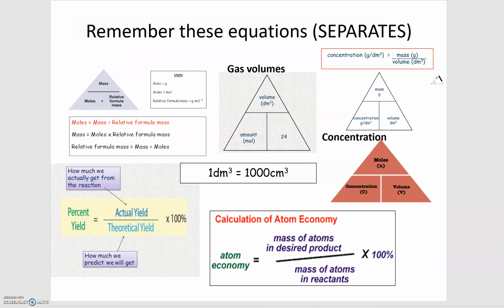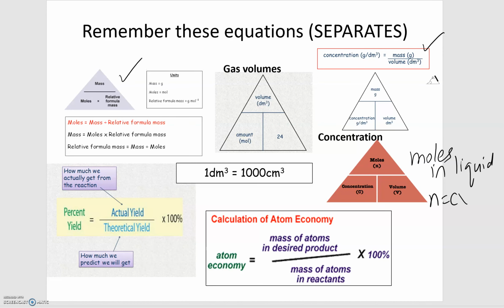The next slide we're looking at is more equations for you. So far we've looked at how to use number of moles for a solid. We also looked at how to do the calculation for concentration. The next triangle I'm going to introduce is calculating number of moles in a liquid. The formula is n is equal to concentration times volume. So this formula here is moles in liquid. Again, make sure you work in the right units.